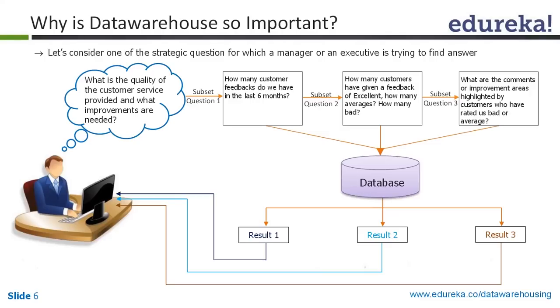The second subset question is, now that you have the number of feedbacks, how many customers have given a feedback of excellent, how many average, and how many bad? Of course, you will have the customer name and the feedback given in two separate columns. So you will group by the feedback. How many excellent feedbacks have you got? Let us say you have got 25 excellent feedbacks, 20 average feedbacks, and 15 bad feedbacks.